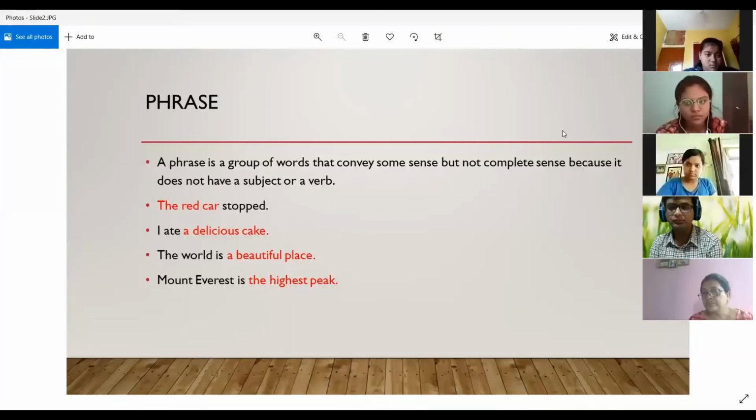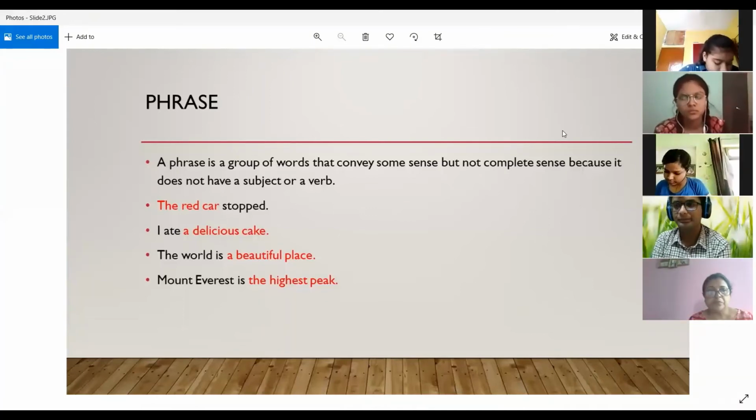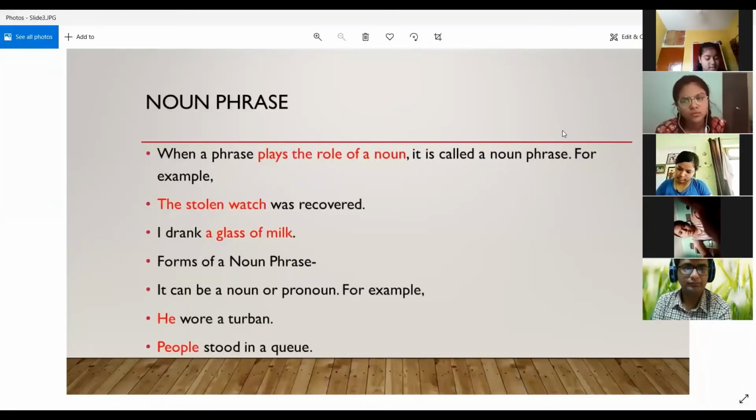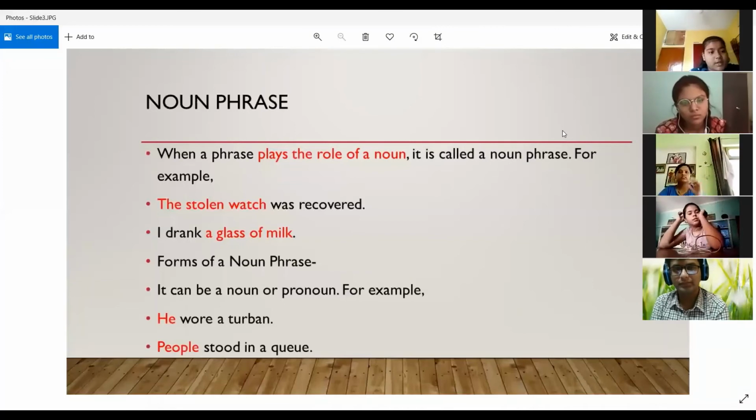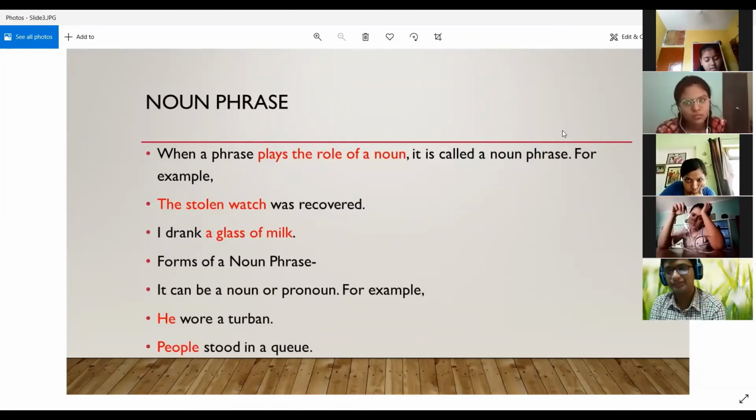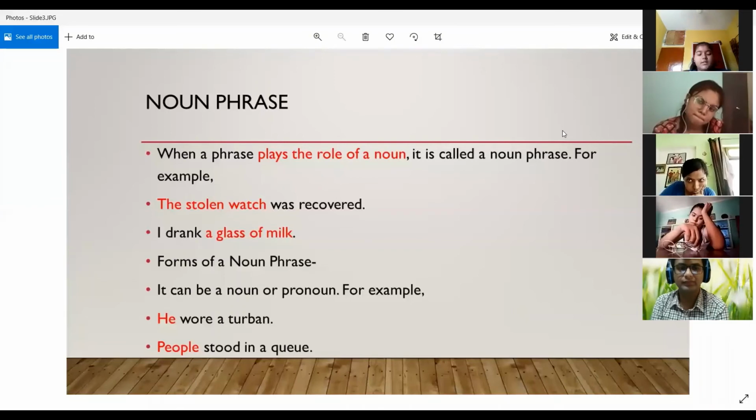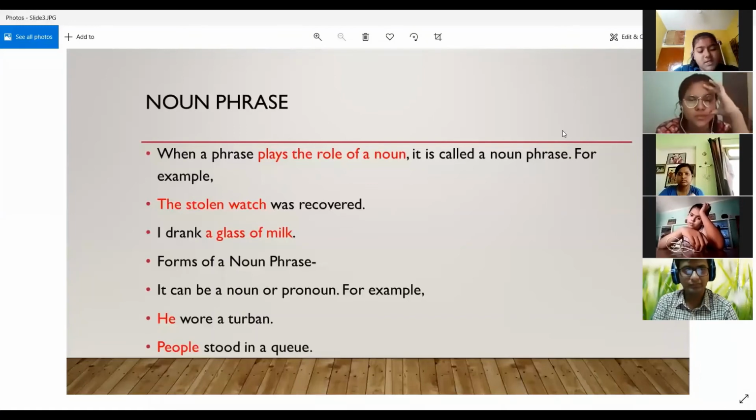Yes, Neha. Good morning, teachers. Good morning. Sir, I want to ask sir that in noun phrase, sir, there was a sentence, I drank a glass of milk, and one more, he wore a turban. Sir, in I drank a glass of milk, in this the phrase was a glass of milk, and sir, I was the subject and drank was the verb. Sir, but the same sentence was like he is the subject, wore verb, and a turban should be the phrase. Sir, but in this sentence, he is the phrase.